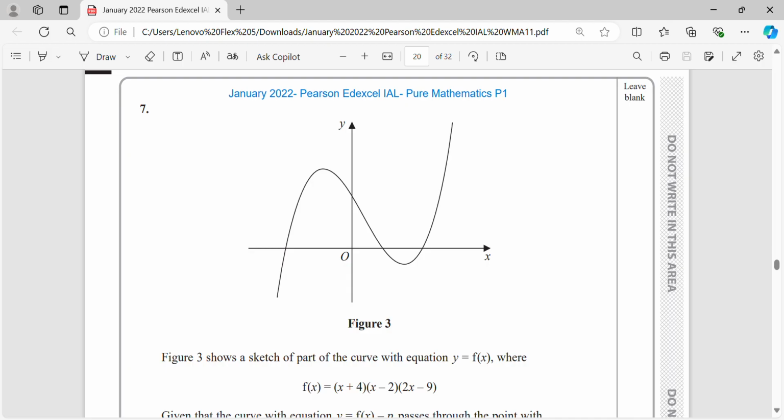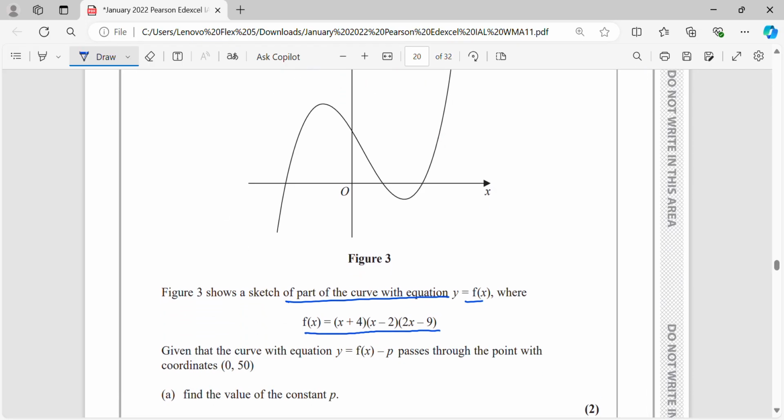In this video, I will be solving question number 7 from paper January 2022, Pearson Edexcel IAL Pure Mathematics P1. Figure 3 shows a sketch of part of the curve with equation y equals f of x, where f of x is (x plus 4)(x minus 3)(2x minus 9). So we have a cubic function here, and this is a cubic graph.